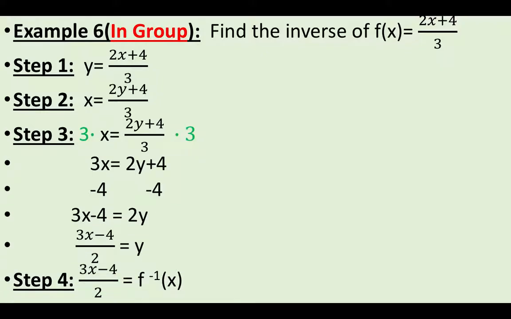And well, I usually like to separate these, like 3 over 2 x minus 4 over 2, which is 2, equals y. But whatever, I kept it like that in this example. So step 4 was to rewrite your y with f inverse notation. And that is it. That is how you find the inverse of a function. Good luck.